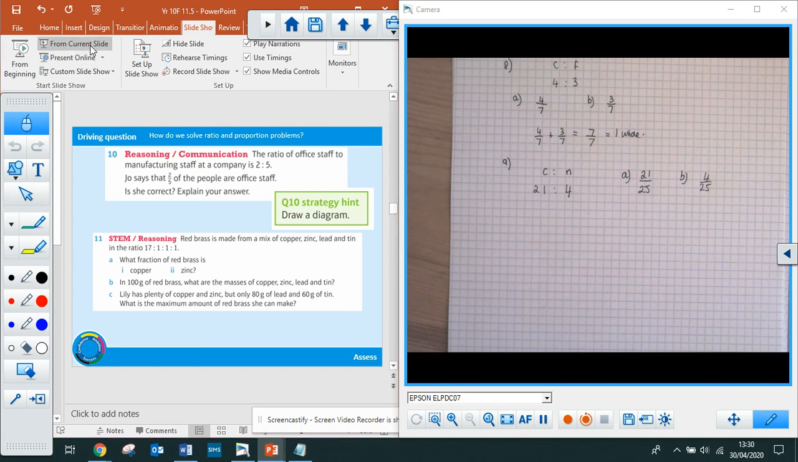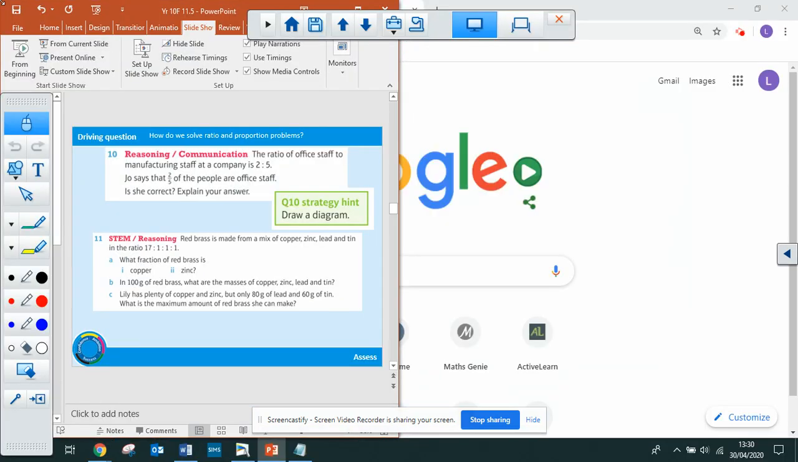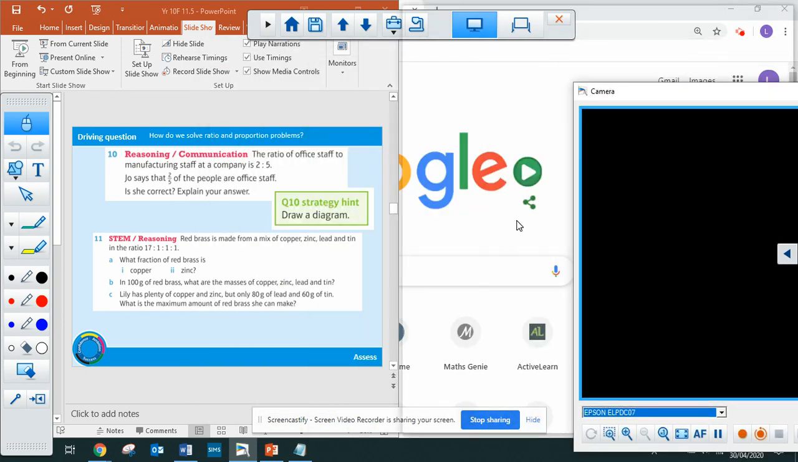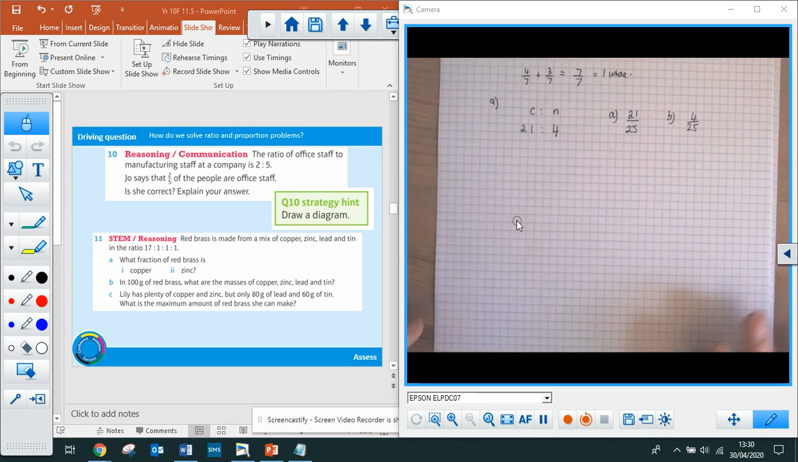Again, I'm going to make this a bit bigger for you. They've given you a hint for question 10 to draw a diagram. And remember, it's asking you a question. It's saying, is she correct? So you need to conclude as well as doing the workings out to check. Okay, so question 10.